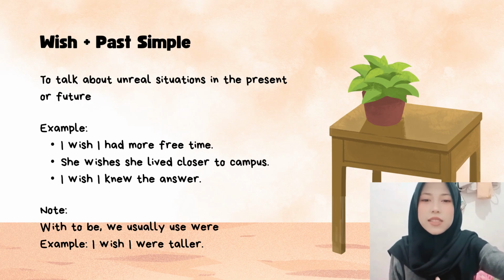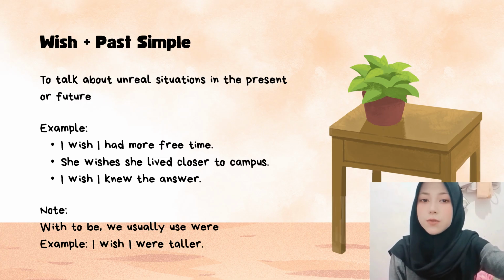For example, I wish I had more free time. So this means I don't have much free time now, and that's kind of sad. Next, she wished she lived closer to campus. In reality, she lives far away. Another example, I wish I knew the answer, but actually I don't know it right now. And when we use to be, we usually use were, not was. For example, I wish I were taller, not I wish I was taller. Like that. Alright, that's the first form.